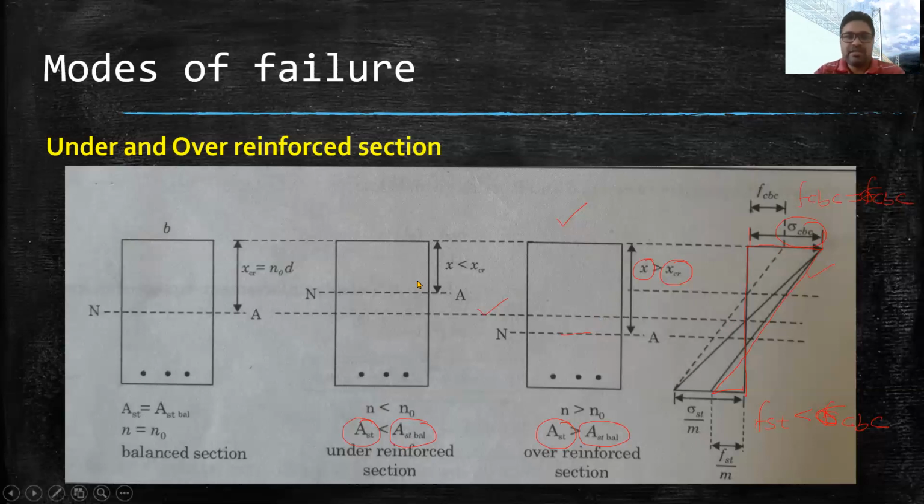So now we can say that a beam can fail under three modes of failure. One is balanced failure, under which concrete and steel will attain the failure strain at the same time. In case of an under reinforced section, steel will attain failure strain first, and at that time concrete will still have some capacity to take the load. And in case of an over reinforced section, concrete will attain failure strain first, while steel will have some capacity to take the load.